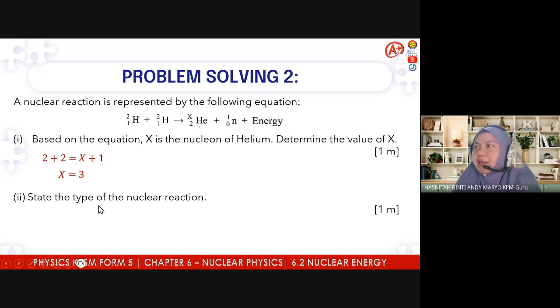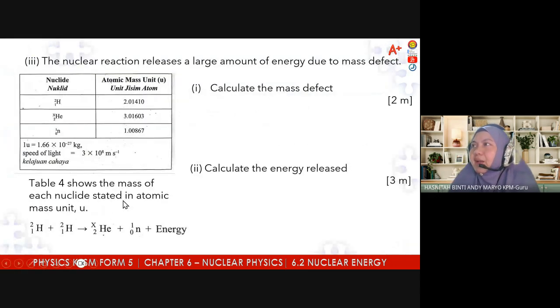Okay, state the type of nuclear reaction. So what type of nuclear reaction? Nuclear fusion. Okay, fusion has a single S, Jaren. Nuclear fusion. Okay, next. Now number 3, students.